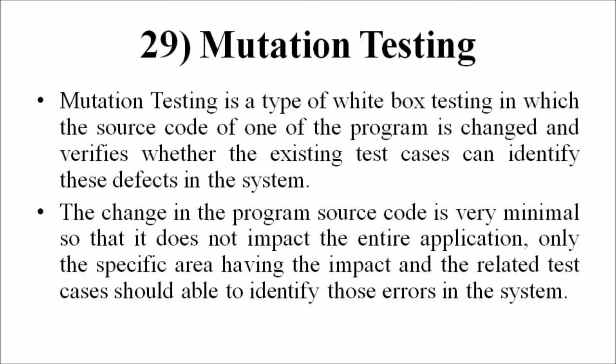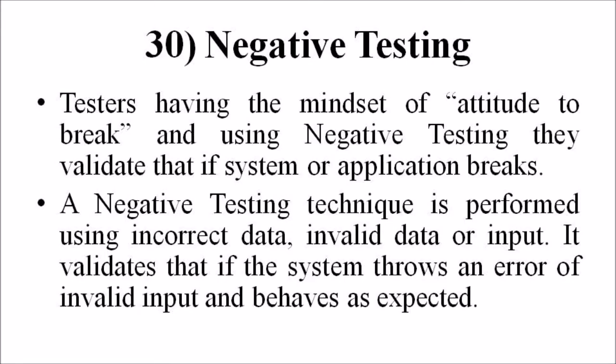The 29th type is mutation testing. Mutation testing is a type of white box testing in which the source code of the program is changed and verified whether the existing tests can identify these defects in the system. The change in the program source code is very minimal so that it does not impact the entire application. Only the specific areas having the impact and the related test cases should be able to identify those errors in the system.